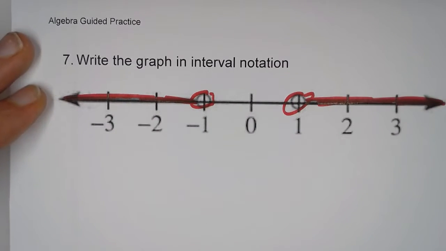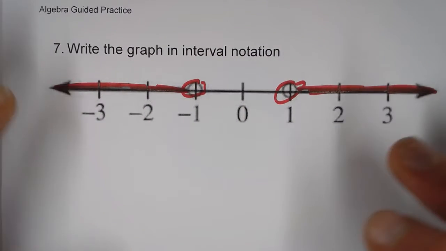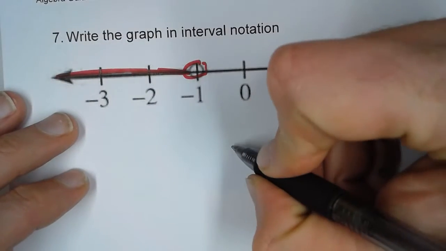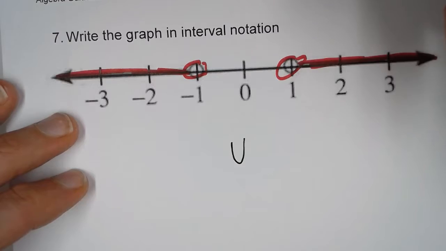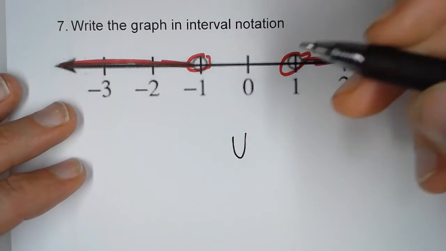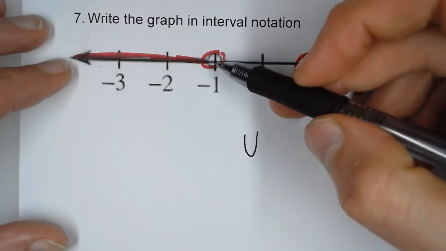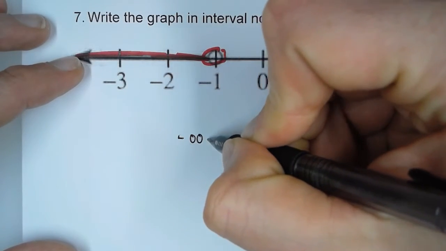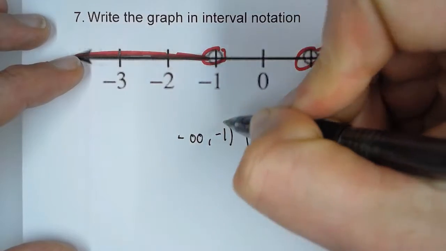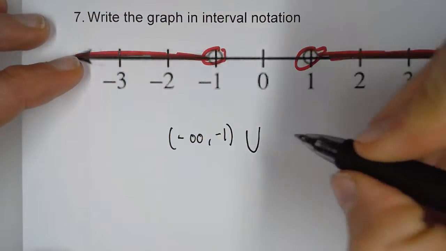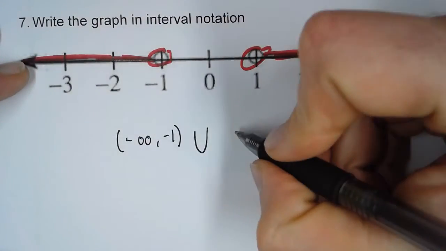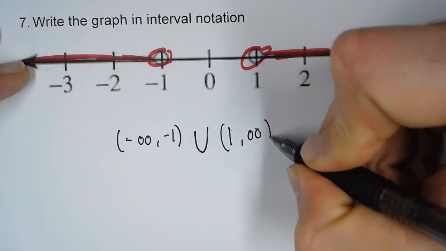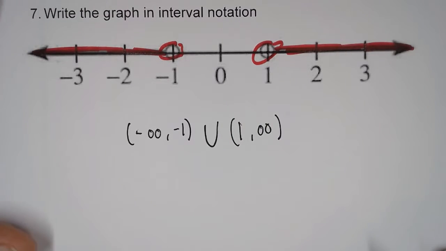Now number 7, we also have 2 pieces, which means we're going to write 2 different intervals. We're going to put a U in between them to hook them together. So with these 2, this one starts at negative infinity and goes to negative 1. Put parentheses on both of those. Over here, this one starts at 1 and goes to positive infinity. And we put parentheses on both of those.